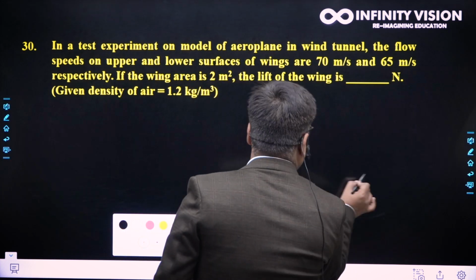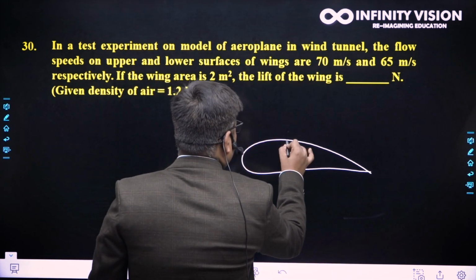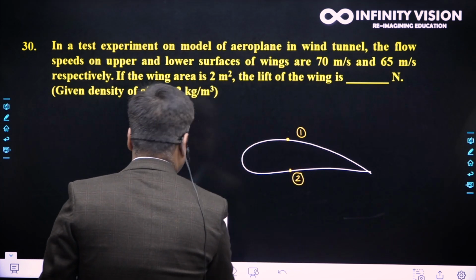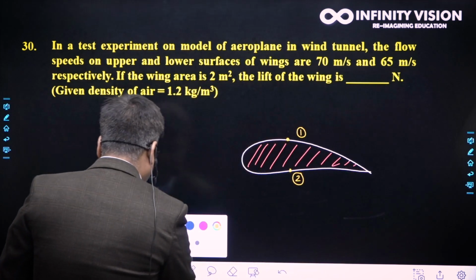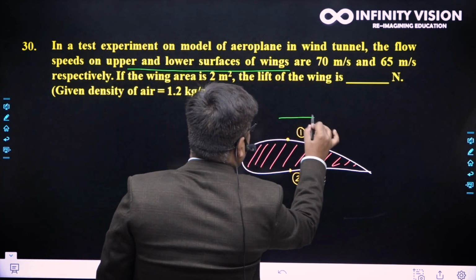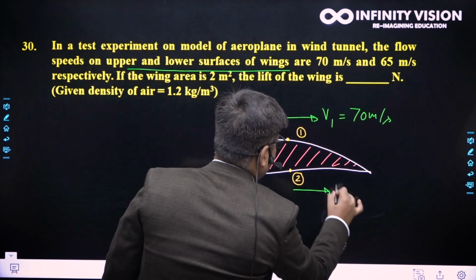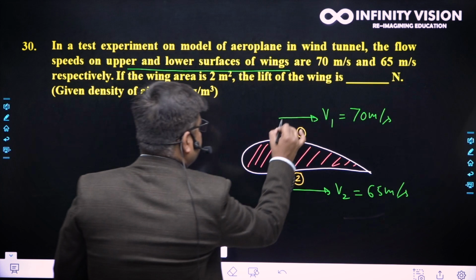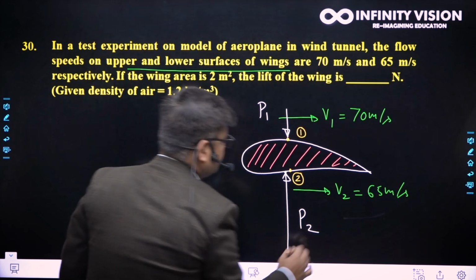So if I draw a section of an airfoil, let's suppose this is point 1 and this is point 2. This is a section of an airfoil, the wings of a plane. Now the upper surface velocity is given as v1 equal to 70 meter per second, and at the lower surface the velocity is given as v2 equal to 65 meter per second. So at the upper surface the pressure will be smaller, let's suppose P1, and at the lower surface the pressure will be larger as per Bernoulli's principle.